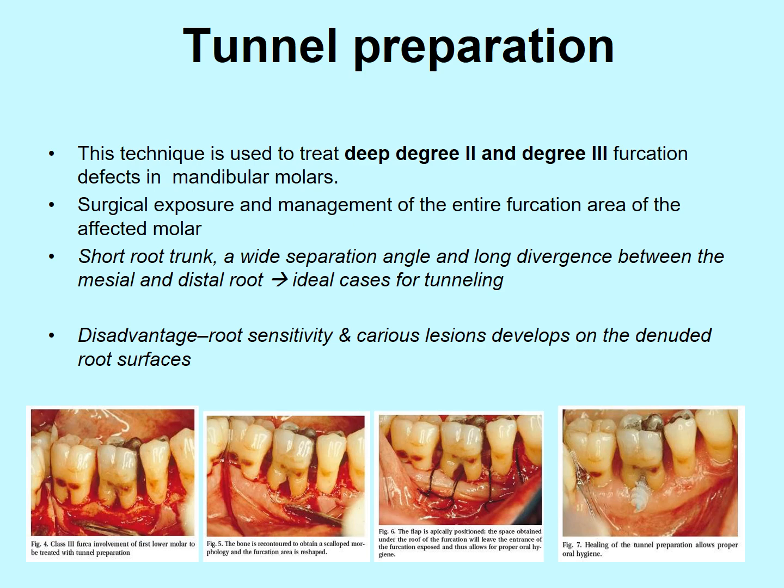So coming to tunnel preparation, this is always for a deep grade 2 and grade 3, just to make a tunnel area to make it accessible for maintenance. It involves surgical exposure and management of the entire furcation area of the affected molar. A short root trunk increases the risk of furcation involvement. And if there is a wide separation angle and long divergence between the mesial and distal roots, it is always a good case for tunneling. The disadvantage is that this can lead to root sensitivity and carious lesions on the denuded root surfaces.